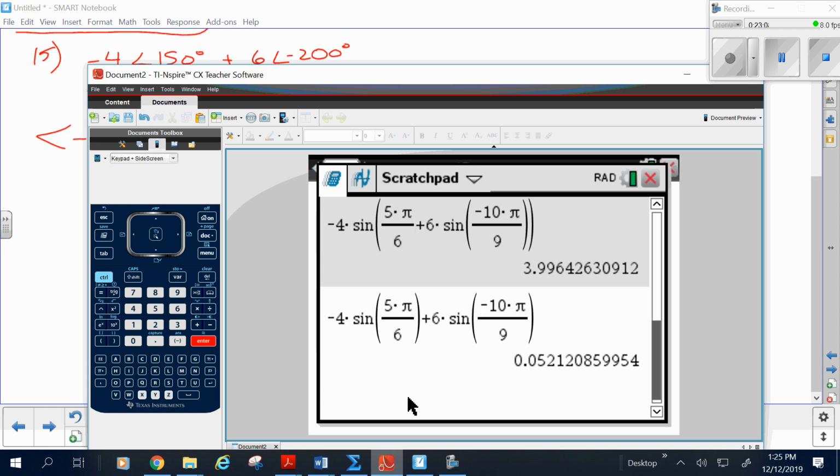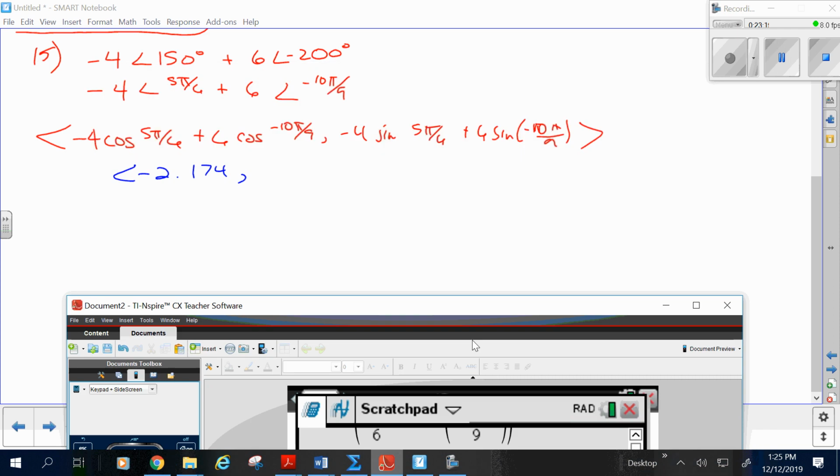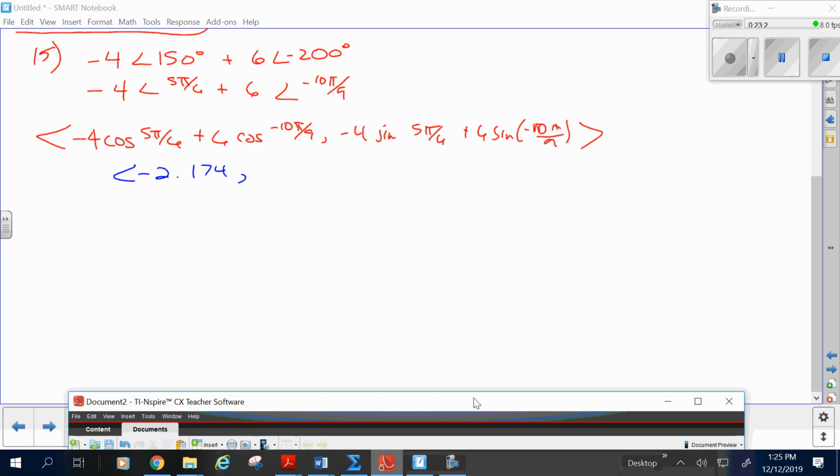Okay, I get 0.0521. How about you? Yeah, I got that too. Okay, store that to J. All right, so here we go. 0.052. All right, now if it said just call it good in rectangular, I would call it good, but it says polar, so I need to do more.